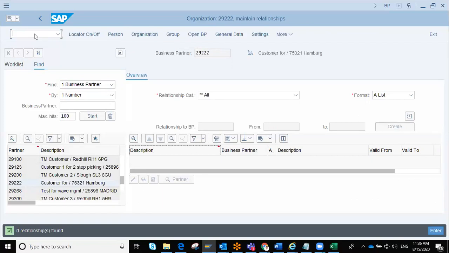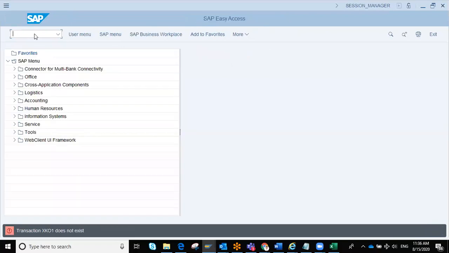So let us enter XK01 to create a vendor here. A person does not know how to create the vendor. So it is known as transaction XK01 does not exist. Means this transaction is obsolete in S4HANA premises. It will be followed by only one transaction code, BP.